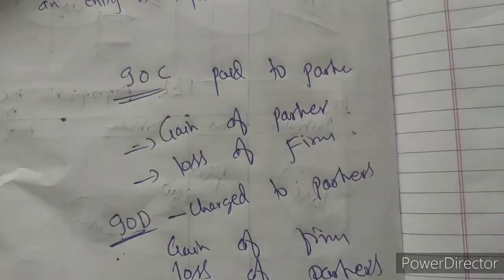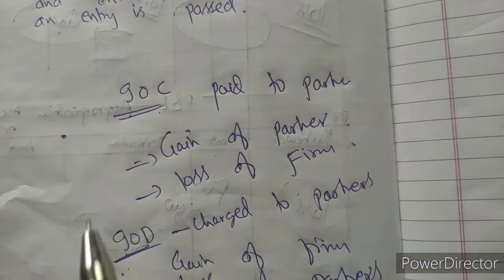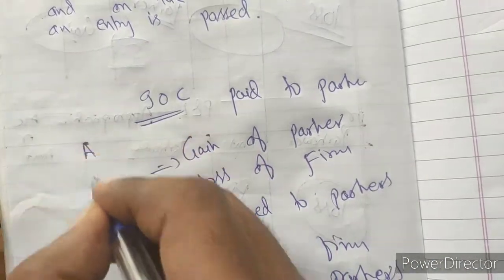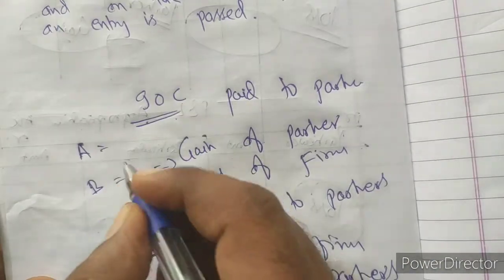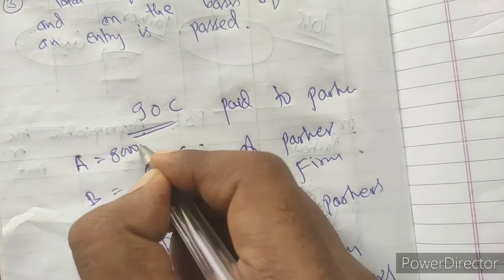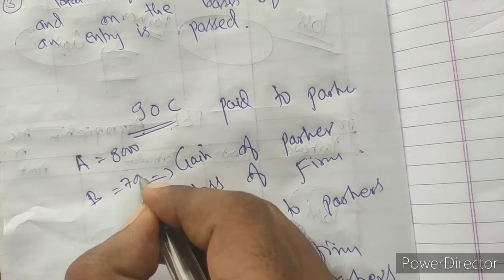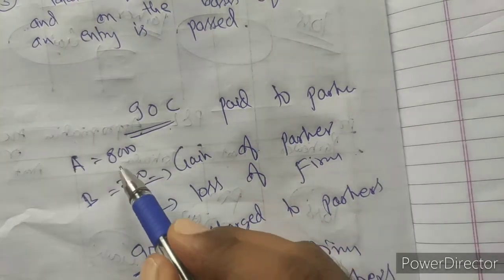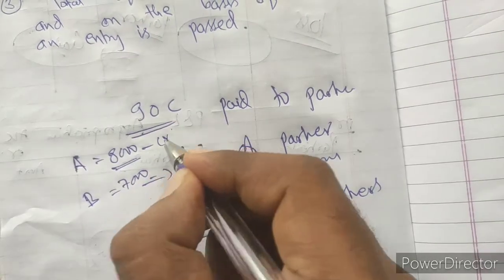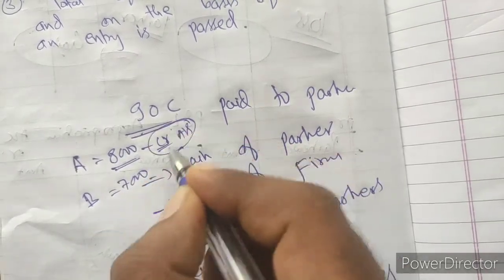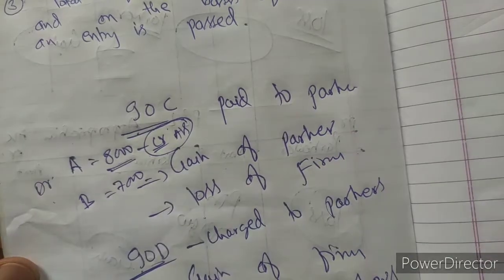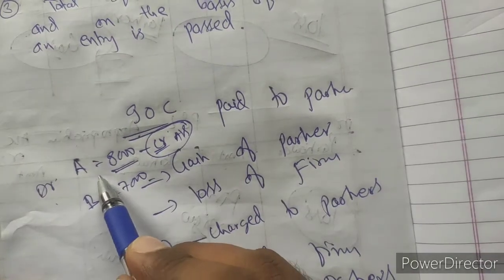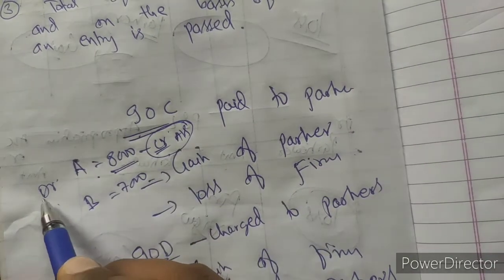Over here, suppose what we are calculating is interest on capital. There are two partners, A and B, and we have to pay 8,000 interest on capital to A and 7,000 interest on capital to B. So this 8,000 will be credited to A's capital account, and it will be debited to the firm's account. Clear? Whatever is a gain is credited and whatever is a loss is debited.